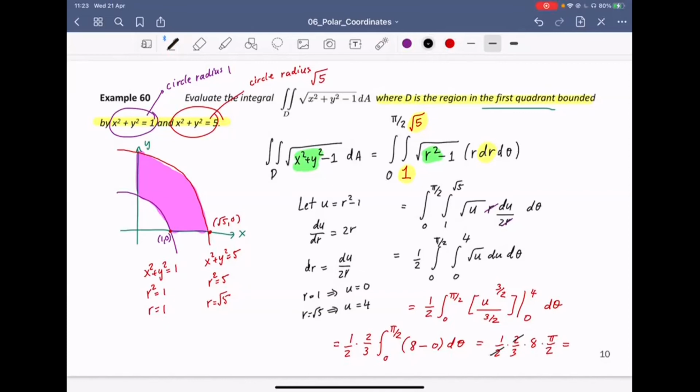8 over 6, which is 4 over 3. Okay, good. 4 pi over 3. Well, this is the answer.